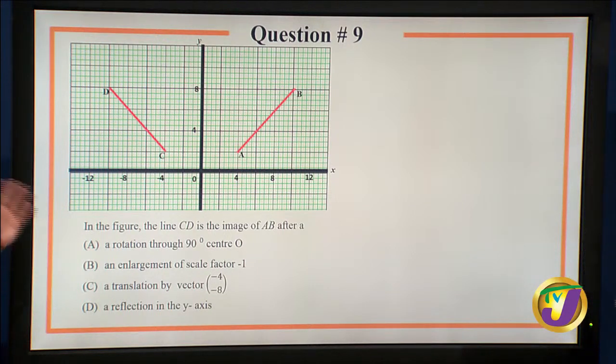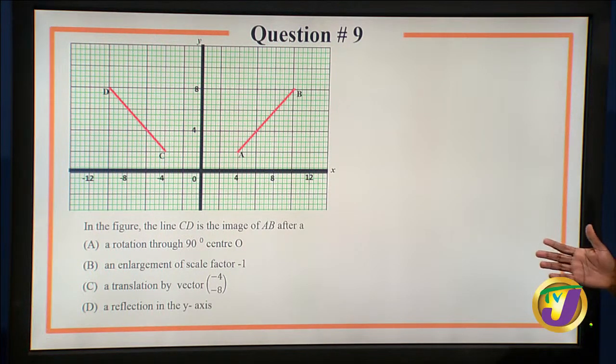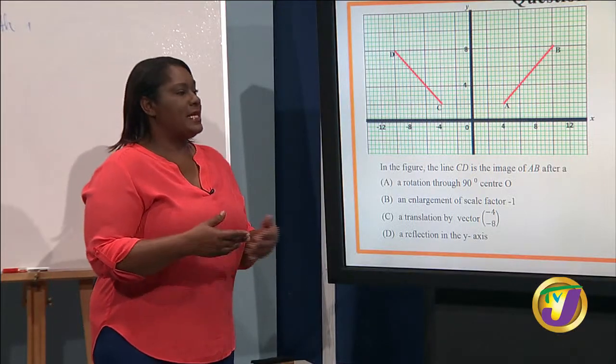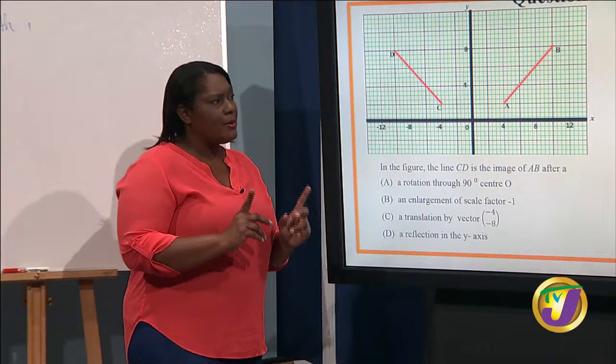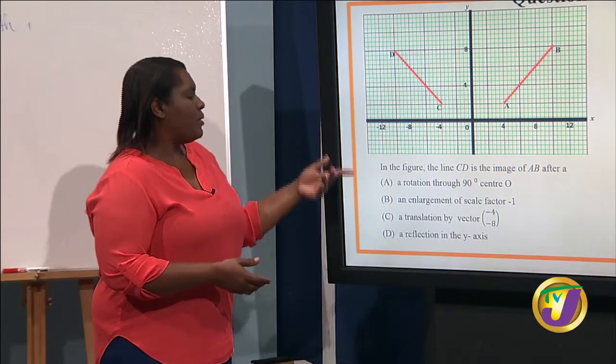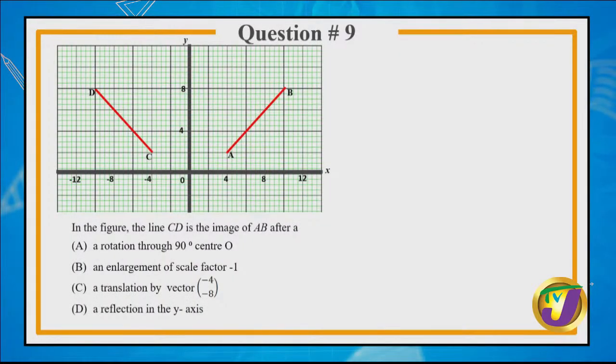Question 9. We are given a diagram, and it says in the figure, the line CD is the image of AB after, and they give us a list of transformations that we are to select from, which is correct. Now, I wouldn't say it's impossible, but it's going to be time consuming to actually go through and list all the information that you know about rotation, enlargement, translation, and reflection.